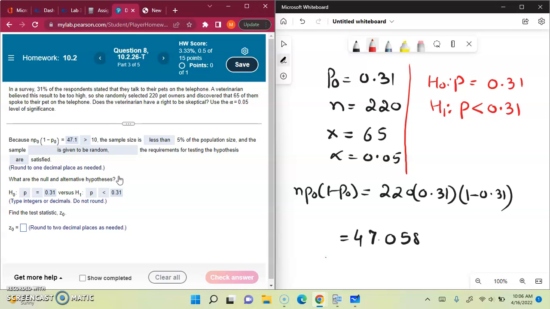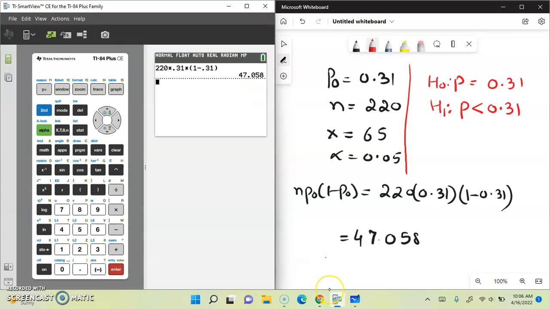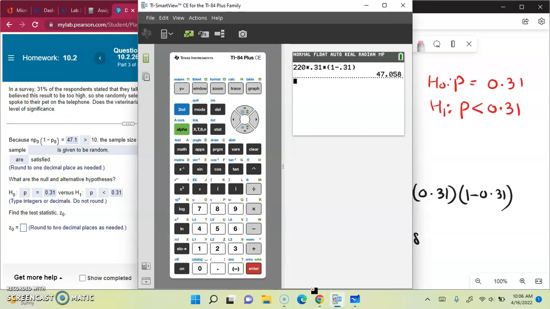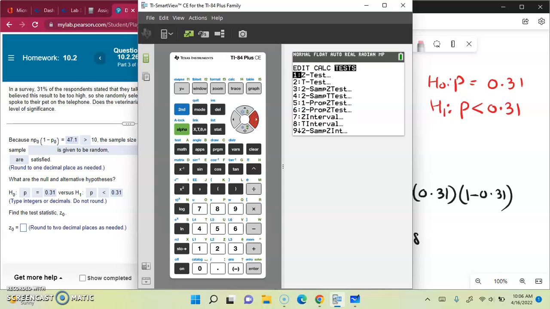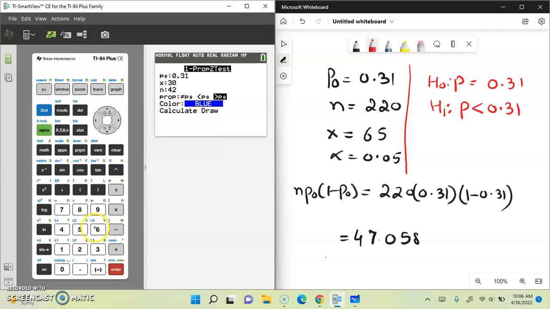Now calculate the test statistic. Because all the requirements are completed, we can use the normal distribution, and for the proportion you need to use the 1-prop z test. It's under STAT, go to TESTS, 1-PropZTest is at number 5. You enter all these values. The p naught is given to be 0.31, the x value is 65, and n is 220, the sample size. Our alternate hypothesis is less than type, so we highlight less than, and then we draw the calculate value.